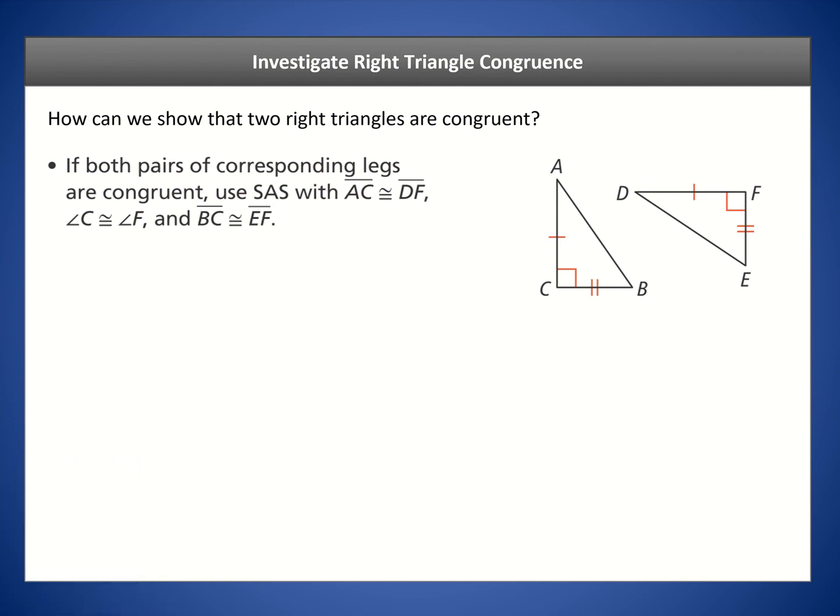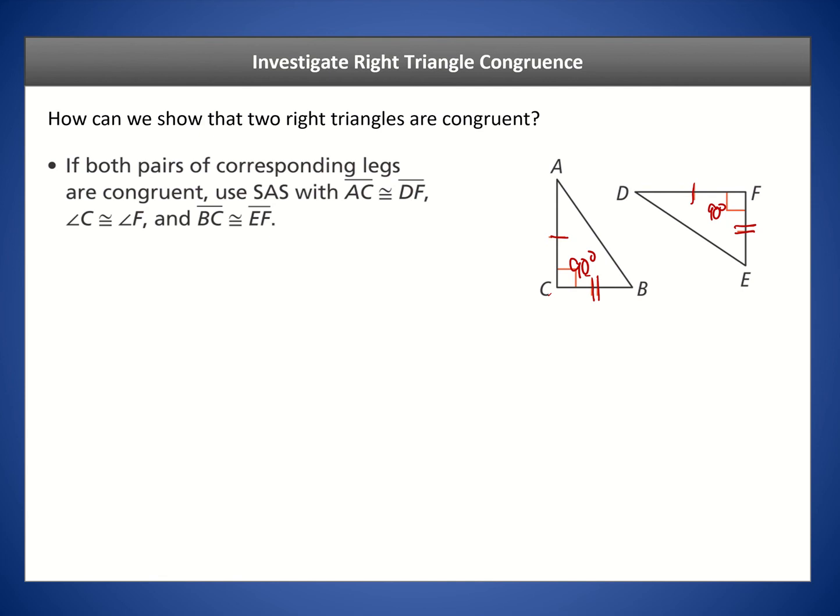Let's label those here real quick. These are 90 degrees, and so they're congruent. Remember that all right angles are congruent, and we know that AC is congruent to DF, and based off of this diagram, BC is congruent to EF. If both pairs of corresponding legs are congruent, then we know by SAS that these two triangles are congruent. So that's one case in which we know that two right triangles are congruent.